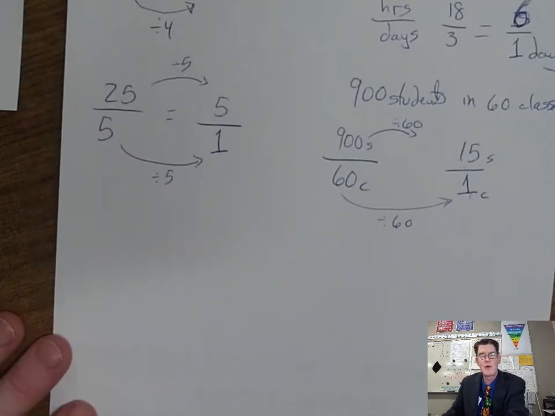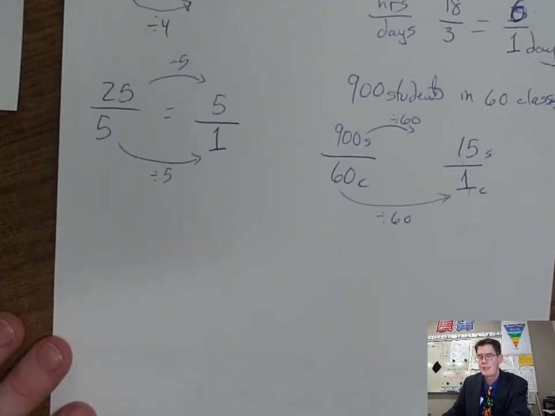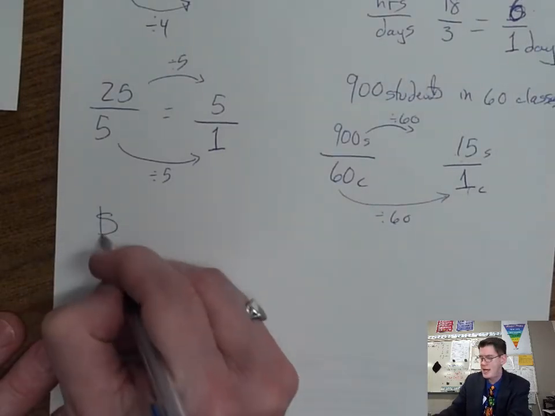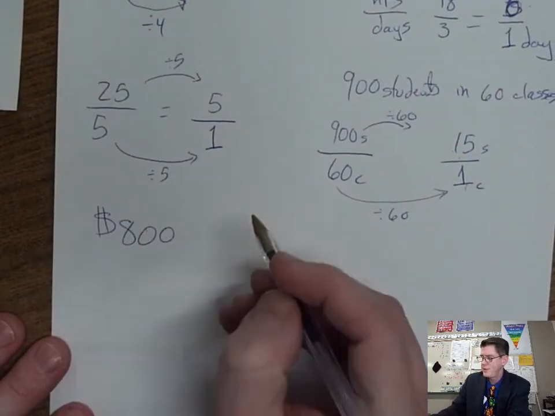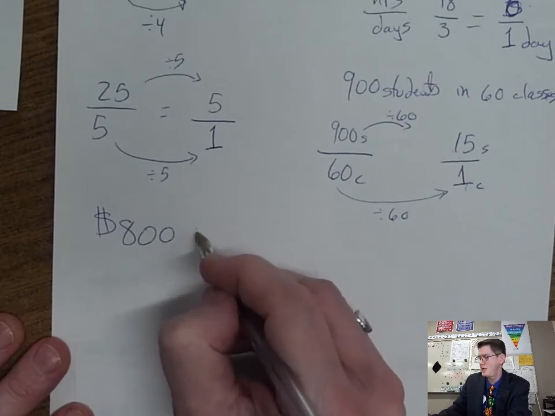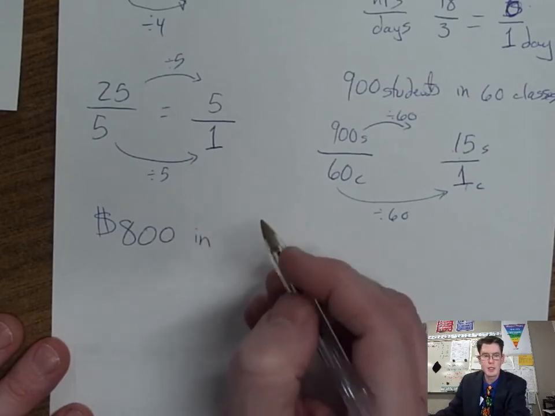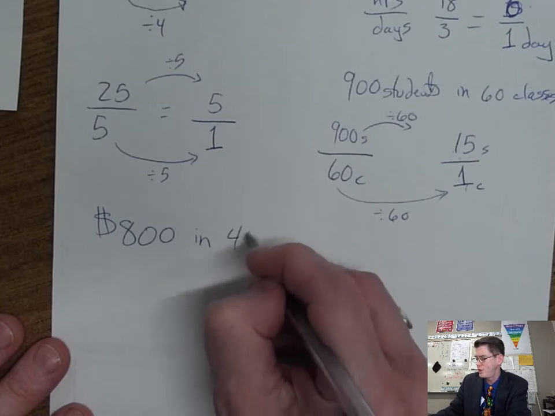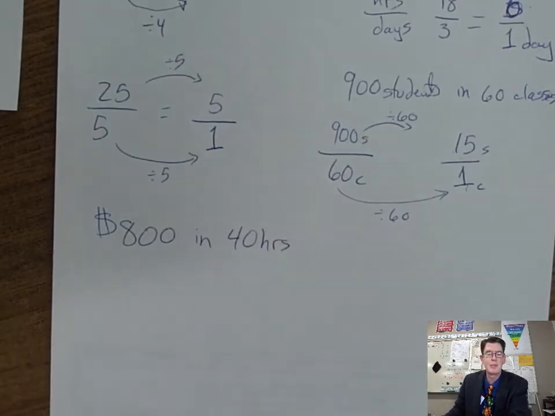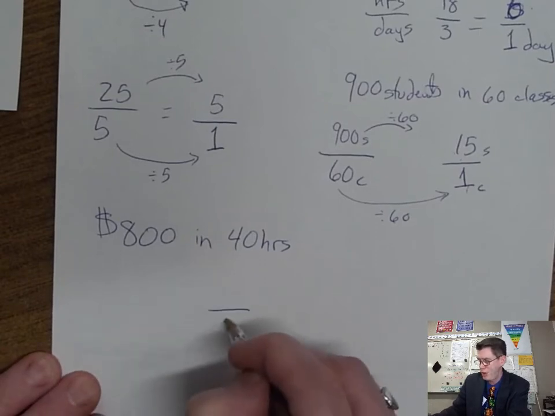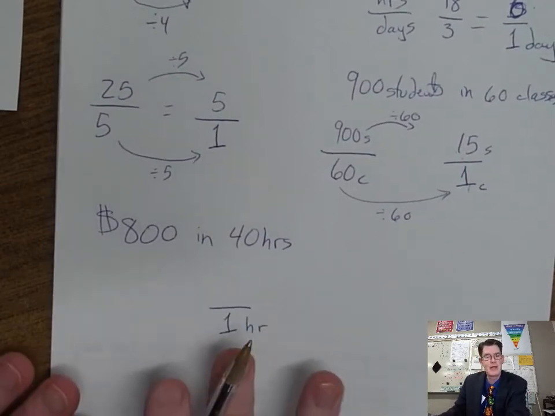What if you got a paycheck, and on that paycheck you made $800, and you worked for 40 hours. How much did you make per hour? So per hour, that's what we're going to get to at the end.